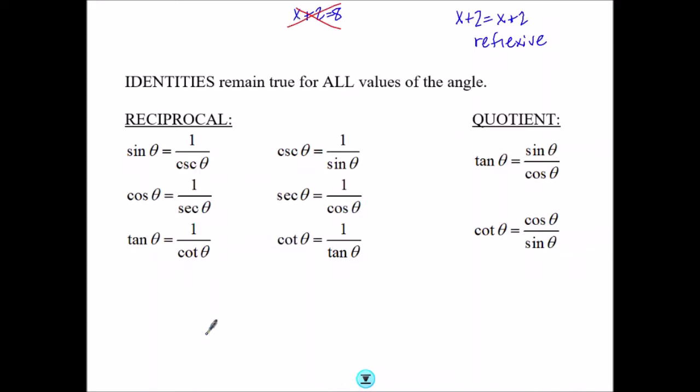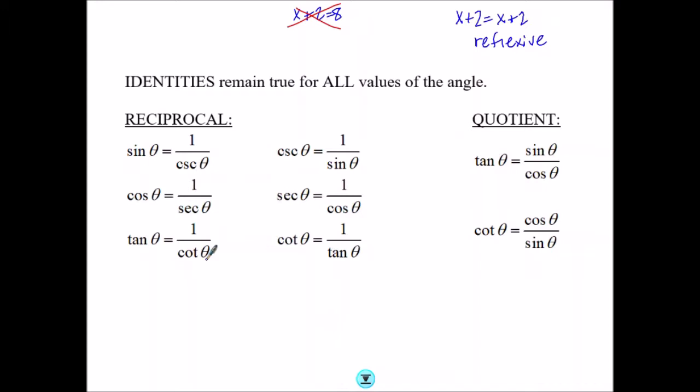So we're going to talk about three different types of identities today. The first are reciprocal identities. And we've already looked at a few of these. You already know that cosecant of theta is 1 over sine of theta, secant of theta is 1 over cosine of theta, and cotangent of theta is 1 over tangent of theta. Well, this means that sine of theta is also equal to 1 over cosecant of theta, cosine of theta is also equal to 1 over secant of theta, and tangent of theta is equal to 1 over cotangent of theta.